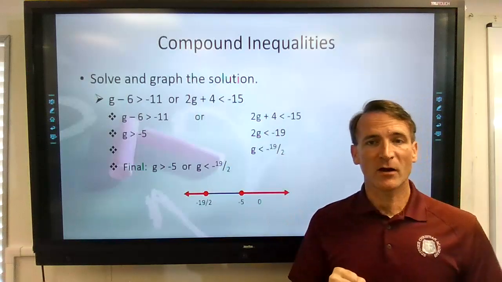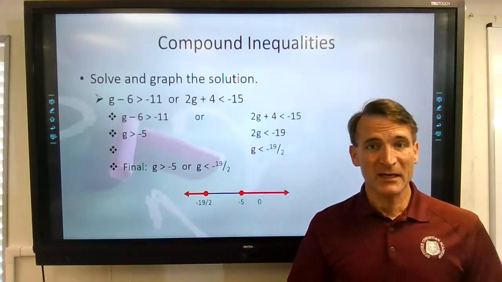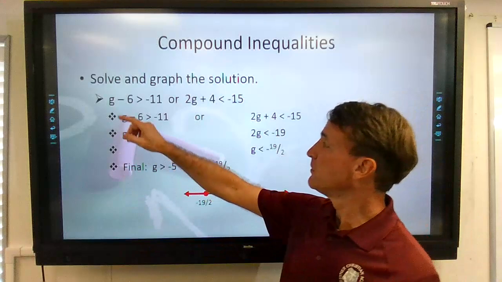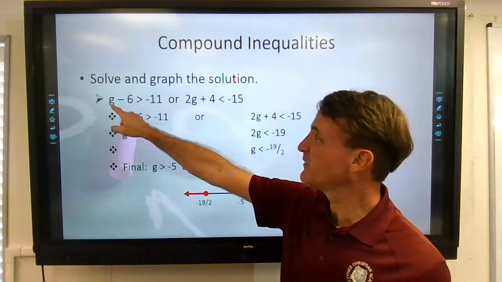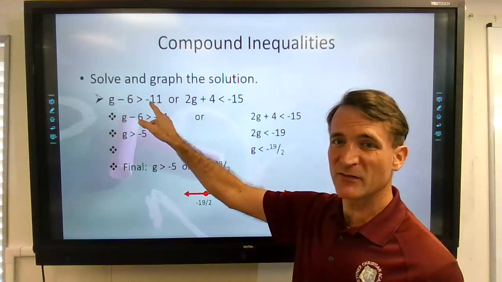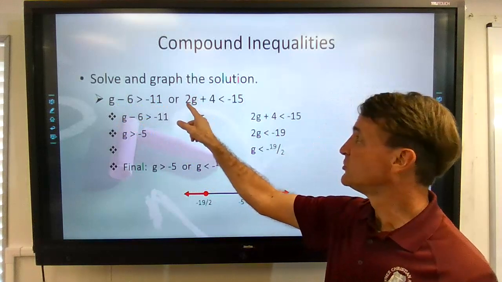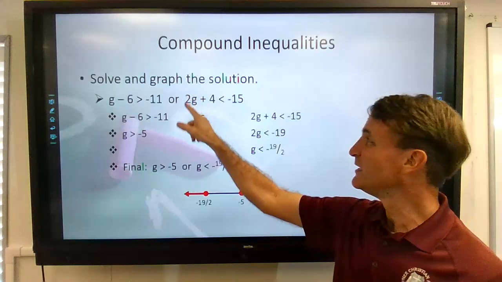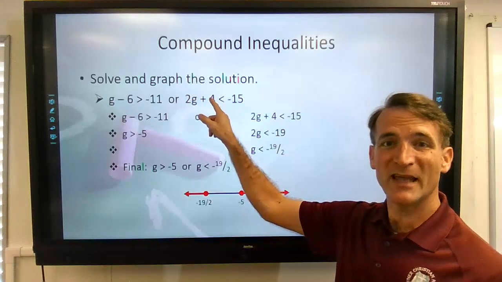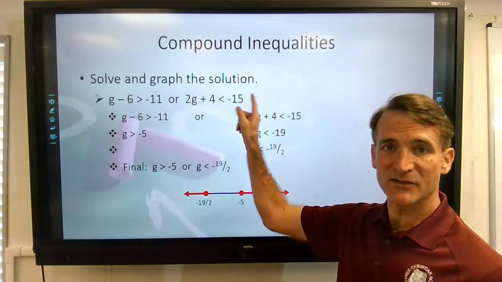If we were to check our answers, you plug in something like a negative 10 into the original problem. We have negative 10 minus 6. That gives me negative 16. Is that greater than negative 11? No, it is not. But if I plug in a negative 10 here, 2 times negative 10 is negative 20. Negative 20 plus 4 is a negative 16. Is negative 16 less than negative 15? Yes, it is. So it checks out.